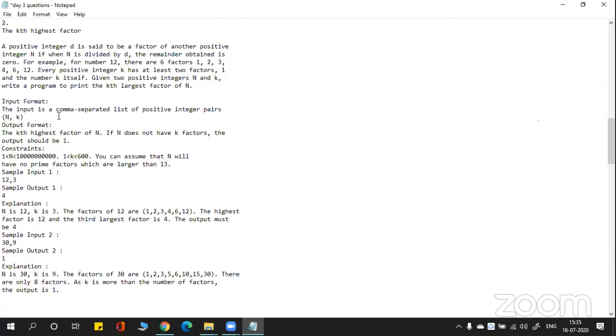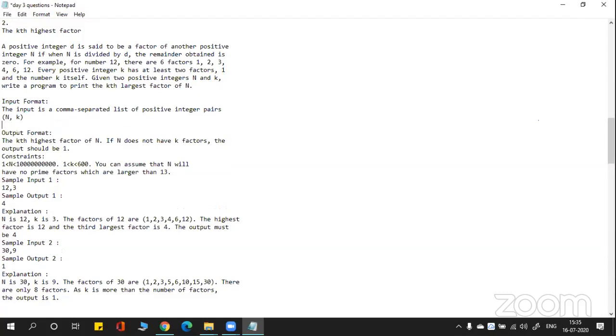Input format: the input is a comma separated list of positive integer pairs n comma k. So your input will be n and k. Output format: the output will be the kth highest factor of n. If n does not have k factors, then the output should be 1.